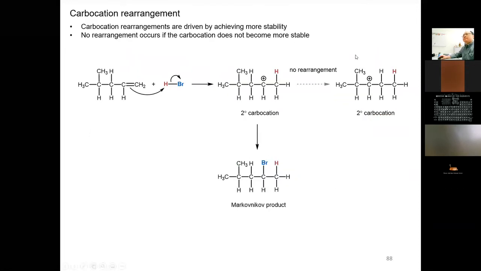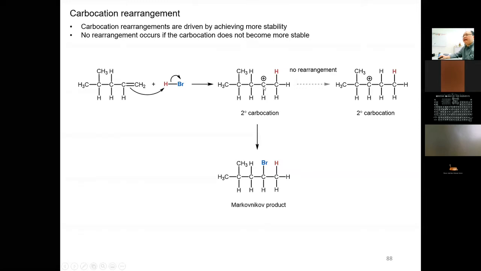So as we said, carbocation rearrangements are driven by achieving more stability, and that also means if the resulting carbocation has similar stability as the starting carbocation, the rearrangement probably won't happen. Look at this alkene. If it adds HBr, the carbocation is generated at this secondary position.